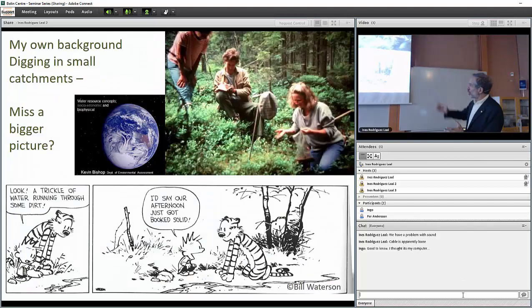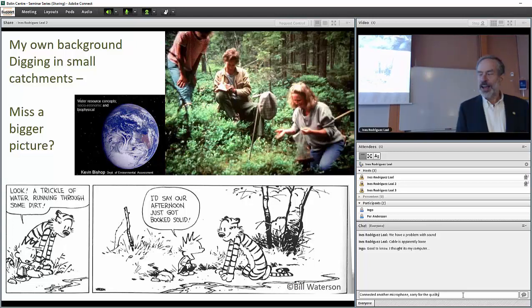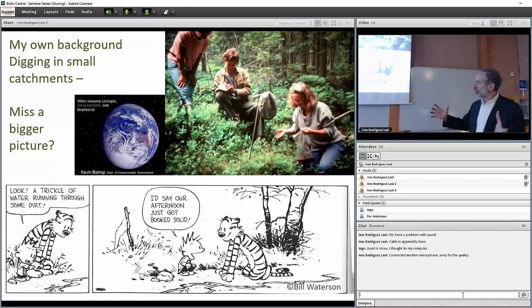I'm one of these people that earlier in my life loved to go out and dig holes, with students, and look at where the water was going. And I just loved this cartoon: "Look, a trickle of water running through the dirt. My afternoon got booked solid." We love to go out and measure things. At one scale, in small catchments, we can cut down trees, we can measure the flows, and we see a picture. But it's not the whole picture because there are many different scales.